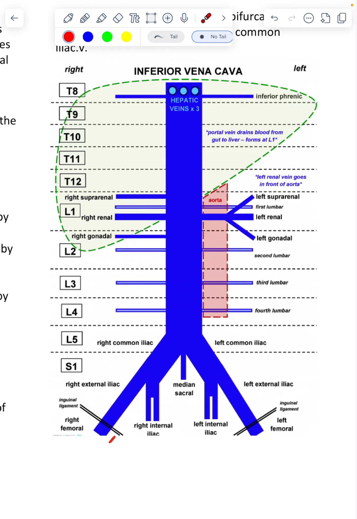Now it ascends up. The left renal vein goes in front of the aorta. So this is the aorta; the vein is in front, the renal vein, and the aorta goes behind. Then the portal vein, which drains blood from the gut to the liver, forms at L1, so L1 is also the level of the portal vein. Then the inferior vena cava receives the inferior phrenic vein and the hepatic veins. There are 3 hepatic veins going into the liver.